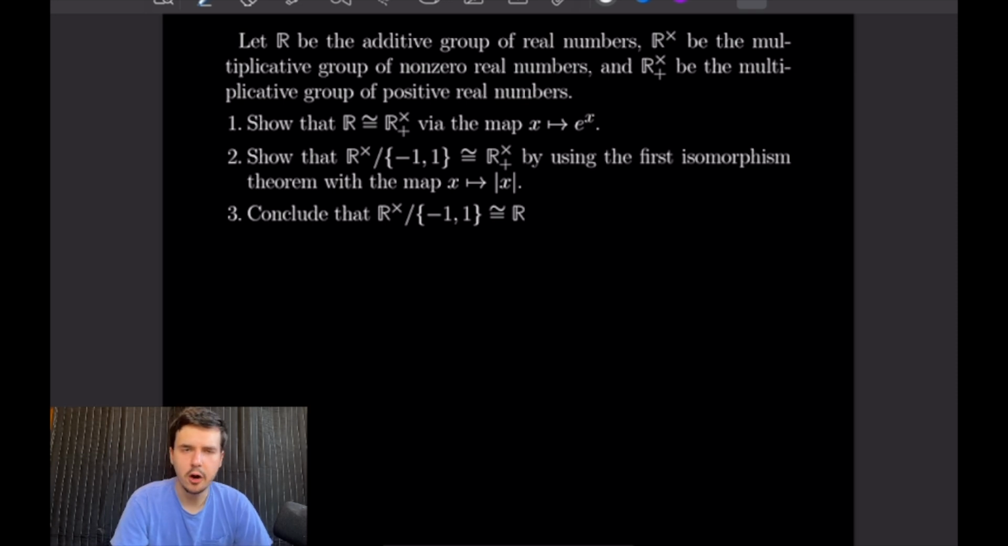So we have three things to prove here, or really only two, and that is, first, we want to show that R is isomorphic to the multiplicative group of positive real numbers using the map X is mapped to e to the X. Then we want to show that the multiplicative group of non-zero real numbers mod out the set {-1, 1} is isomorphic to the multiplicative group of positive real numbers using the first isomorphism theorem, with the map X is mapped to the absolute value of X. And then lastly, once we have done that, we can conclude that the multiplicative group of non-zero real numbers mod out the set {-1, 1} is in fact isomorphic to the additive group of real numbers, just using basic transitivity there. Great, so let's go ahead and start with this first thing so we can wrap this video up.